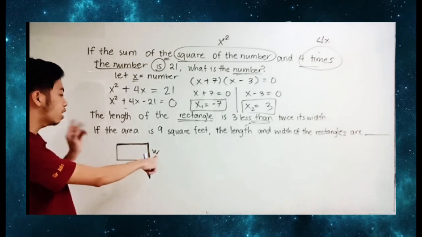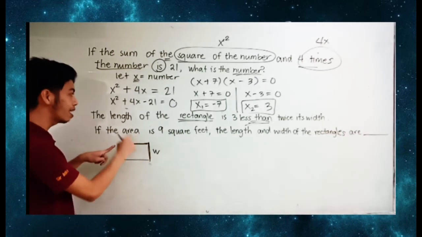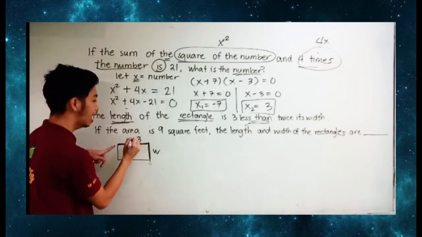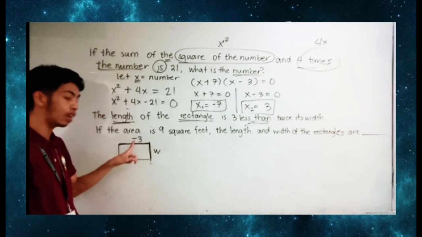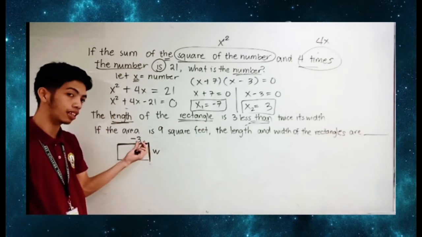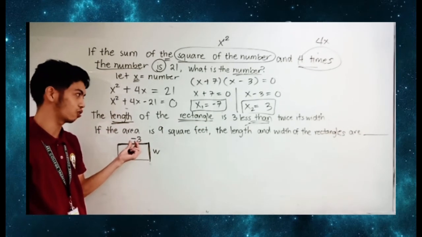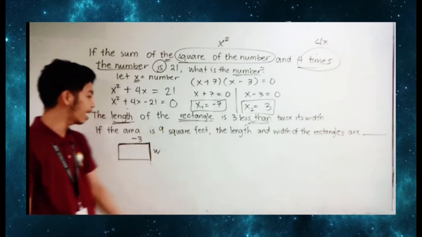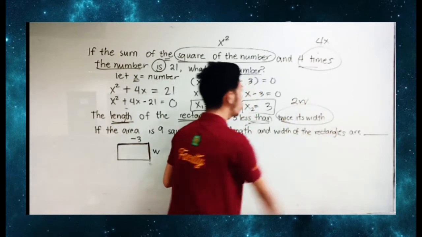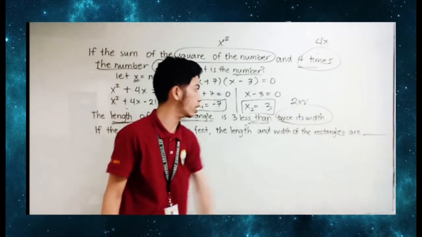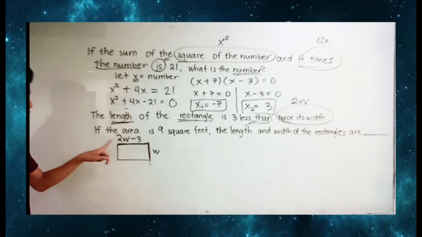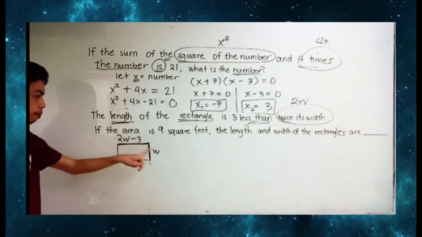Now, paano natin malalaman yung length? Ang sabi, the length of the rectangle is 3 less than twice its width. Dapat mauna yung less than kasi kapag less than ang word, ibig sabihin dapat nasa huli si 3, tapos nasa unahan niya yung minus. Pag sinabing twice its width, 2W, dalawang width. So, meron tayong 2W minus 3, at meron pa ng W.